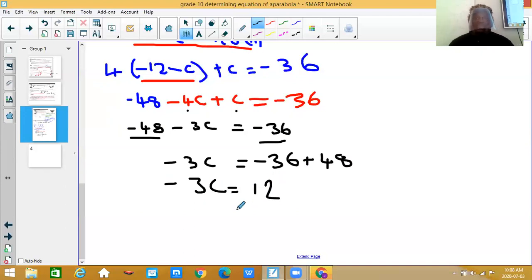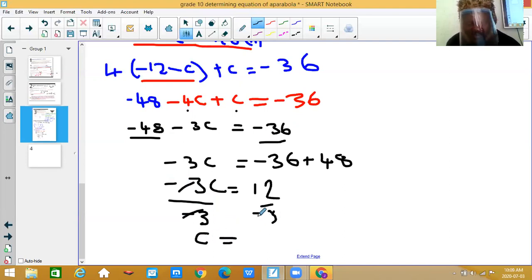So have we got the answer? Is that the value of C? What is the value of C? You divide by negative 3 both sides. That is perfect. Divide by negative 3. Negative 3 into negative 3, they eliminate. So we remain with C. Negative 3 into 12 will give us negative 4. So we have got the value of C.